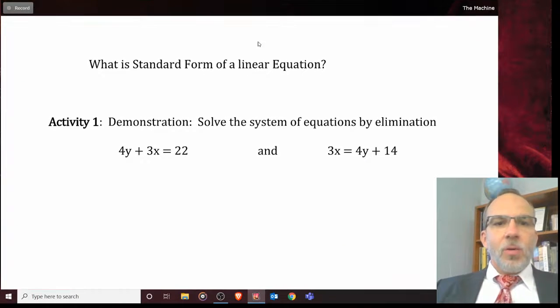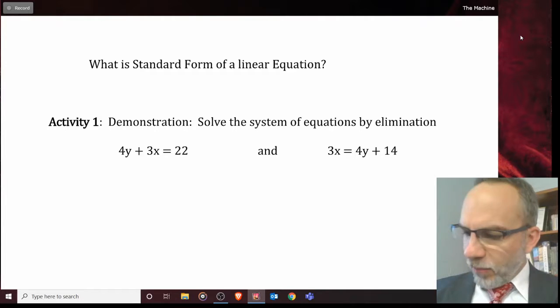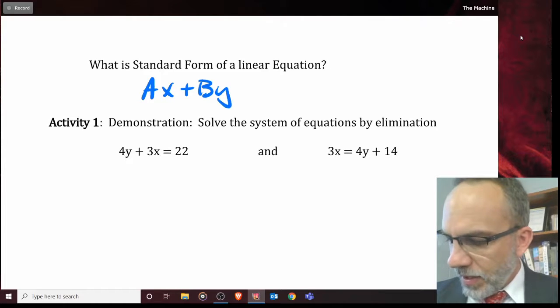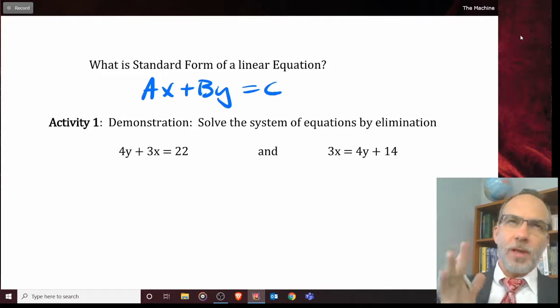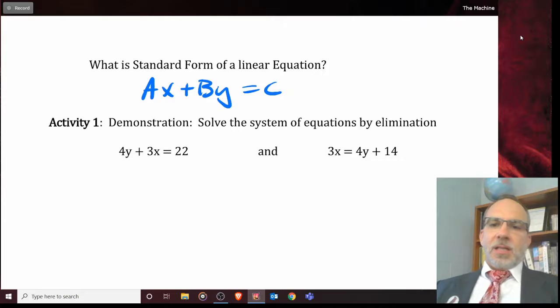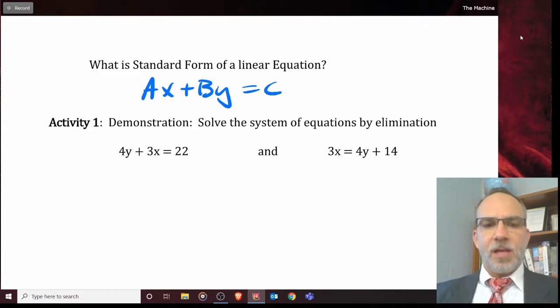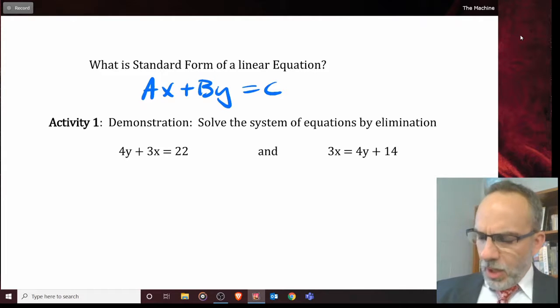So let's see here. First thing we need to do is remember what the standard form of a linear equation is. Standard form of a linear equation is going to be ax plus by equals c, where the x comes first, the y term comes second, then there's an equal sign, and then there's a c. Elimination is a method that utilizes the standard form. So here, activity number 1, demonstration. I'm going to show you how to do it.